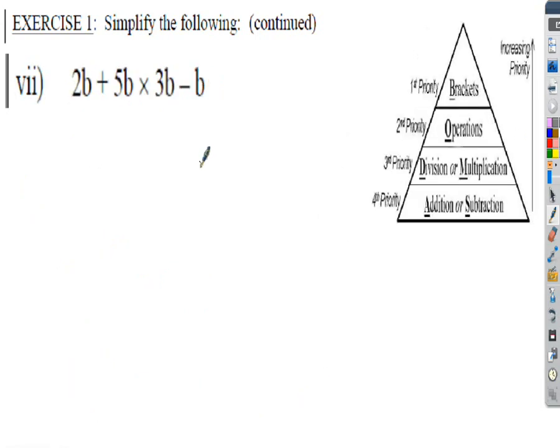Exercise 1, part 7, we're asked to simplify the following expression. 2b added to 5b multiplied by 3b, subtract b. We think of that as being a 1b, if that helps you. So considering the precedence, we have no brackets and no operations, but we do have a multiplication, so we have to deal with that first of all.